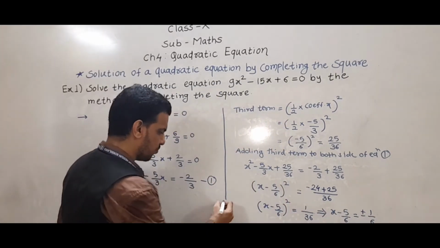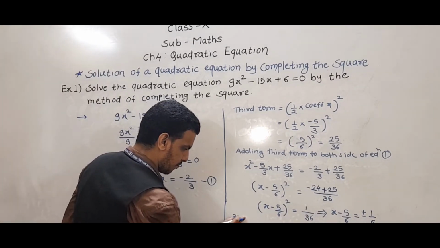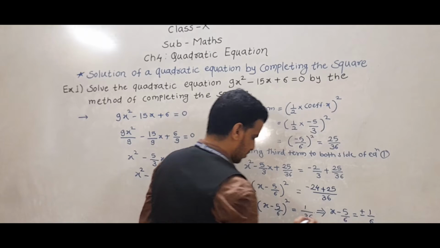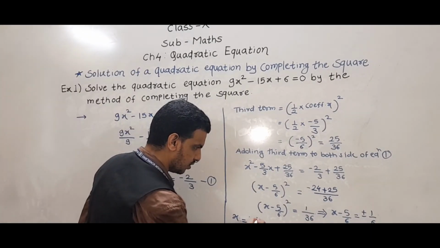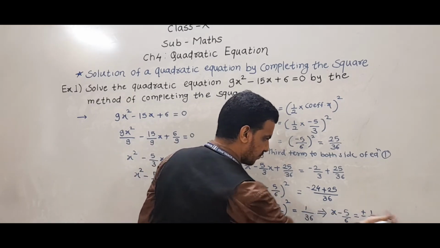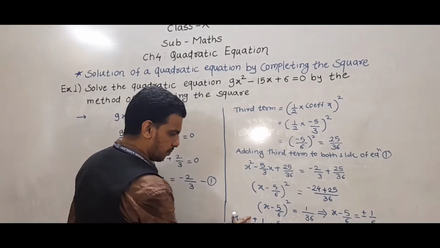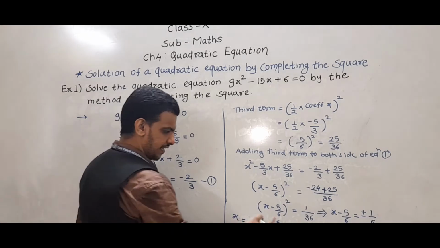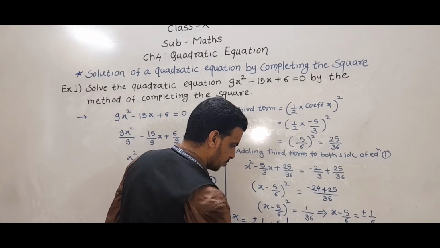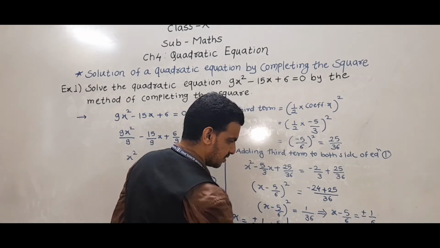Now when we are finding roots, first take x minus 5 by 6, and this minus 5 by 6 you can shift here. So you will get x is equal to plus minus 1 by 6, and this minus 5 by 6 shifted to the RHS becomes plus 5 by 6. One time you have to take plus 1 by 6, and the second time you have to take minus 1 by 6. So see here, if we take x is equal to plus 1 by 6, then 1 by 6 plus 5 by 6 is 6 by 6.